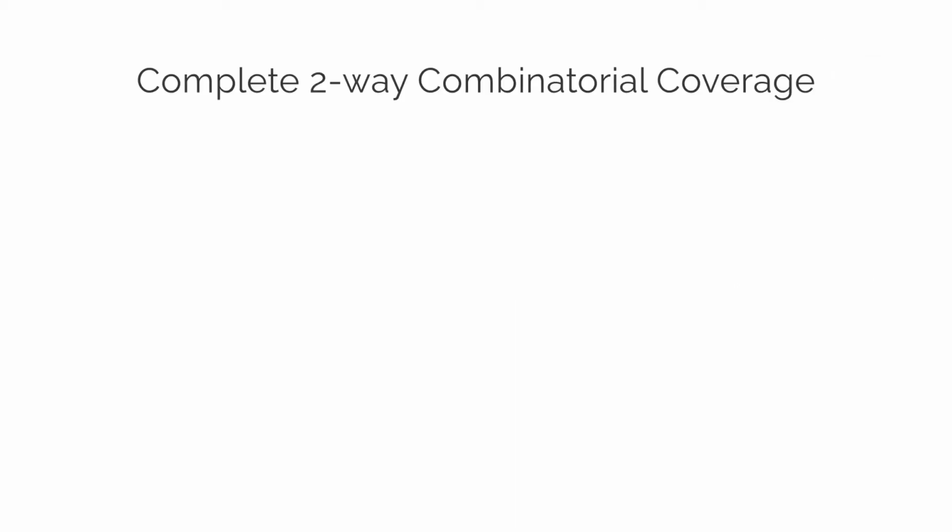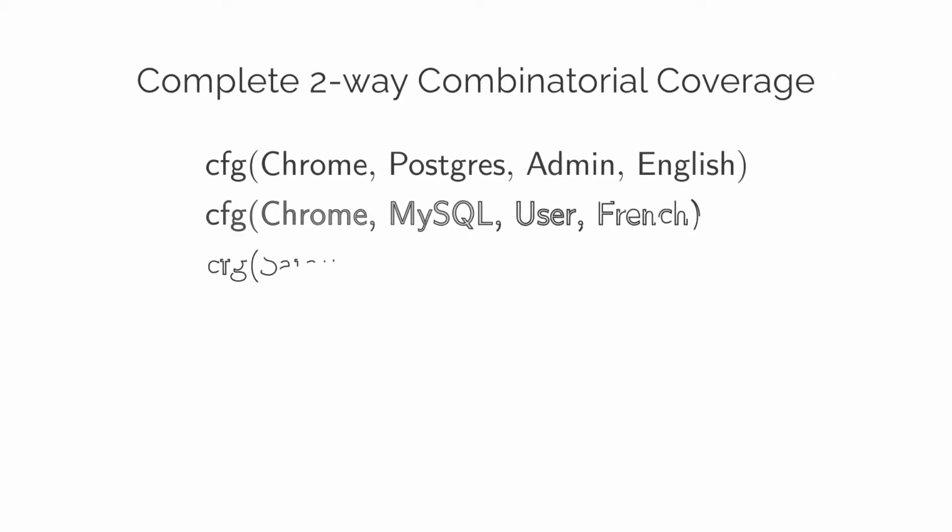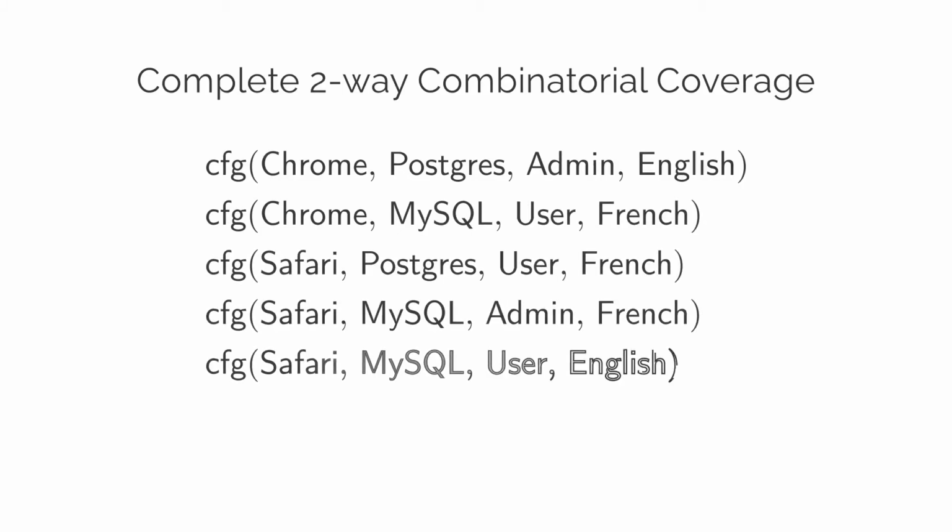We might ask, how many inputs do we need to test all two-way interactions between parameters? The answer is actually just 5. Even though there are 16 possible tests, this set of 5 covers all two-way combinations of parameter values. We say that this test suite has complete two-way combinatorial coverage.